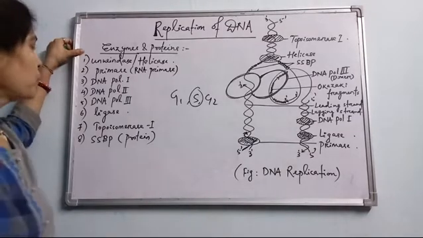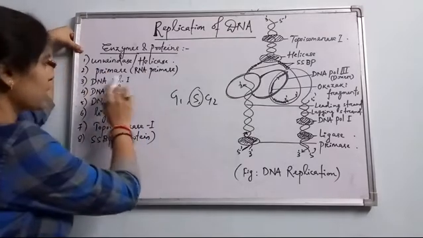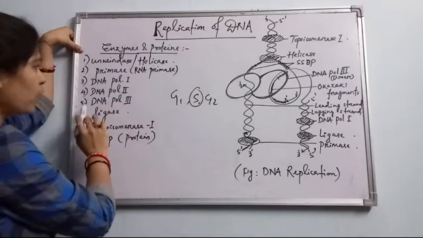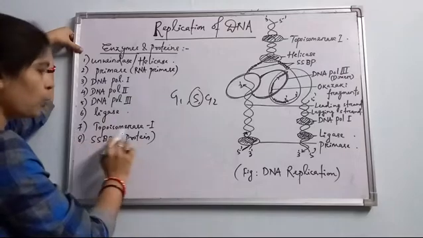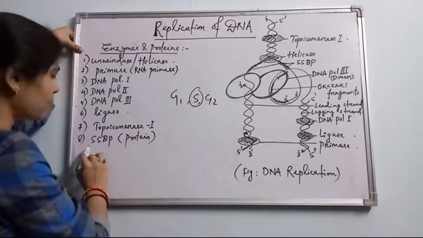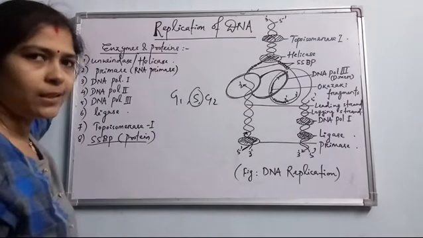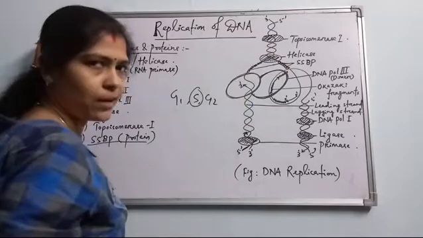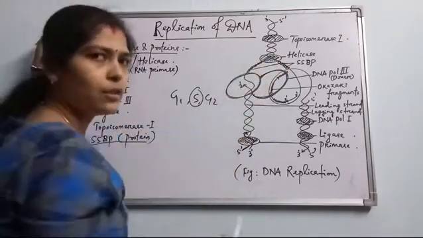The enzymes: first one is unwindase or helicase, then second is primase, third is DNA polymerase 1, DNA polymerase 2, then DNA polymerase 3, sixth one is ligase, then topoisomerase 1, and SSBP, that is single stranded binding protein. It is a protein which is needed to maintain the single stranded structure of the template DNA strands, meaning the parental DNA strands should be single stranded so that they can synthesize the daughter strands.